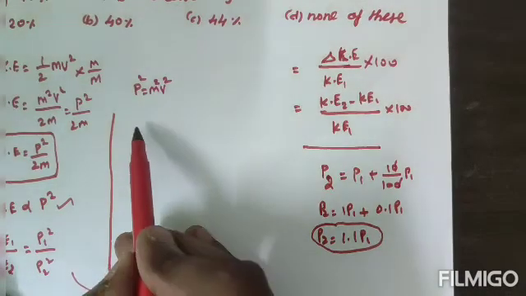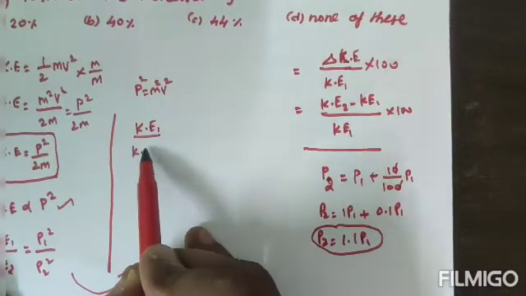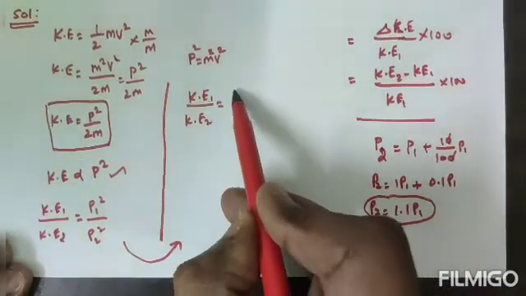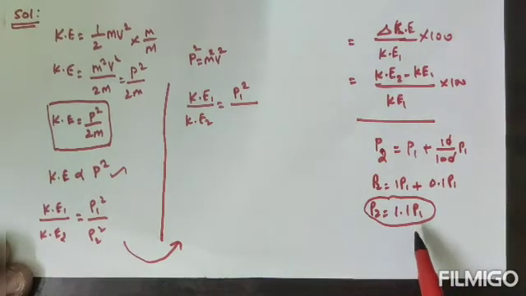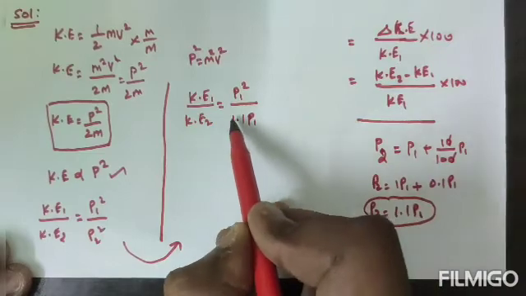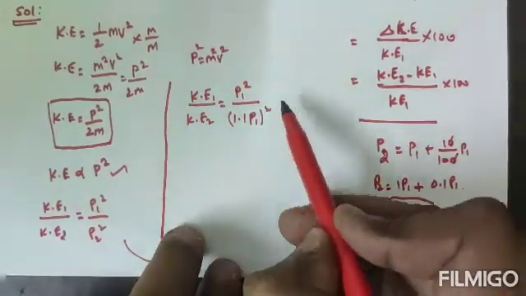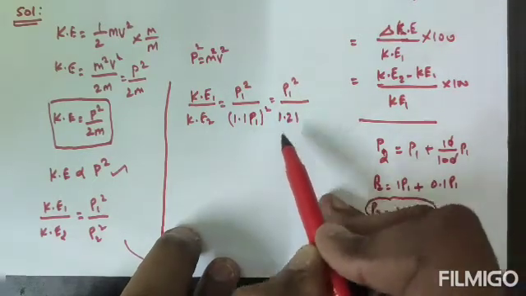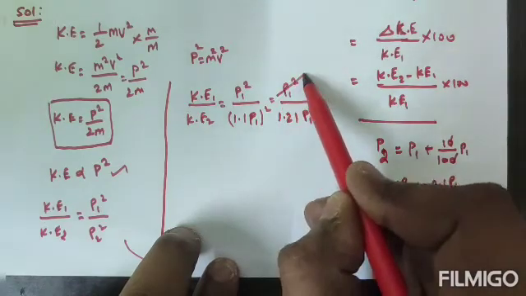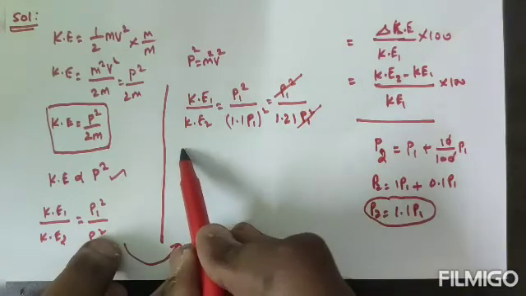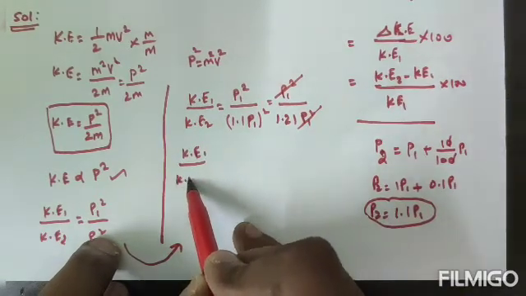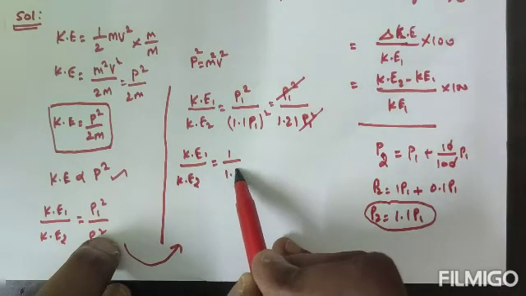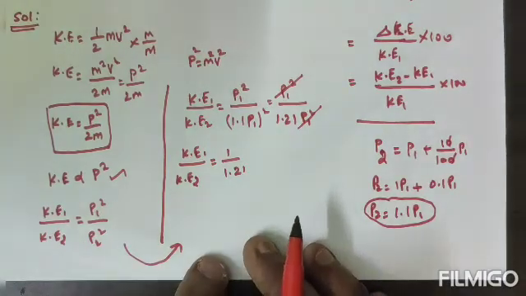So just substitute here. We can write kinetic energy 1 divided by kinetic energy 2 is equal to P1 squared divided by P2 squared. P2 is nothing but 1.1 P1, so now the whole square. Again we can simplify: P1 squared divided by 1.1 whole squared, that is 1.21 P1 squared. Here P1 squared gets cancelled. So kinetic energy 1 divided by kinetic energy 2 is equal to 1 divided by 1.21.